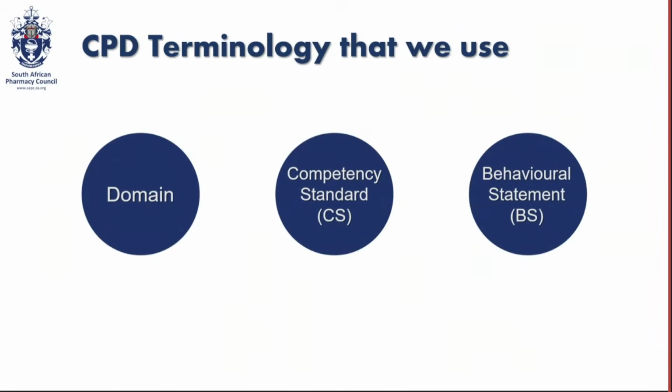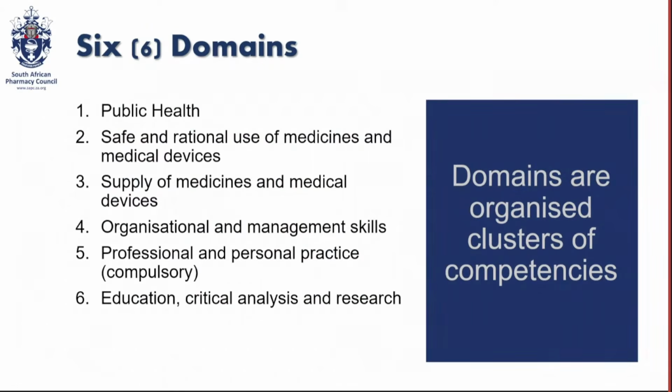So this is the structure of what a CPD entails. You'll see domains, as I said, there's 6 domains. Then each of those domains will have various competency standards, and the competency standards range from maybe 5 within a domain up to maybe 6 to 8 within a domain. So it varies depending on which domain it is. And then within these competency standards, you have behavioral statements.